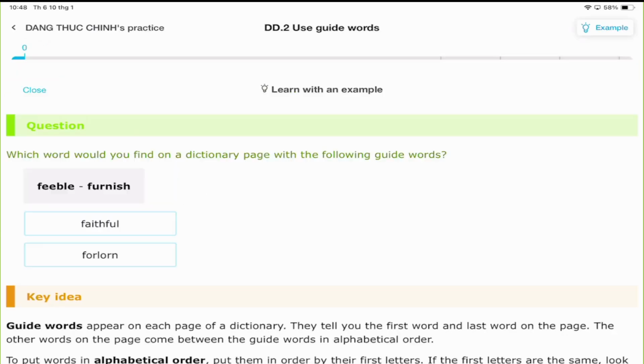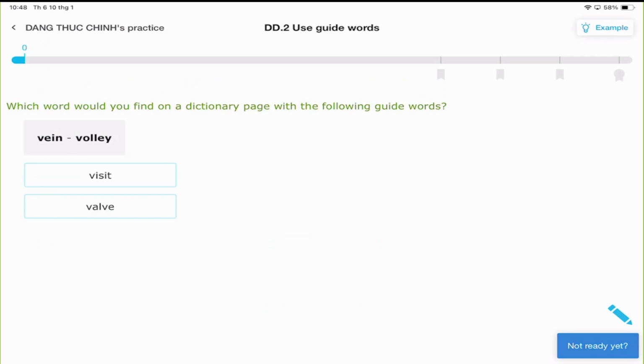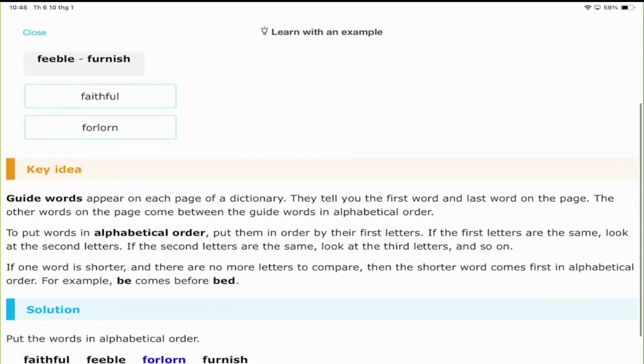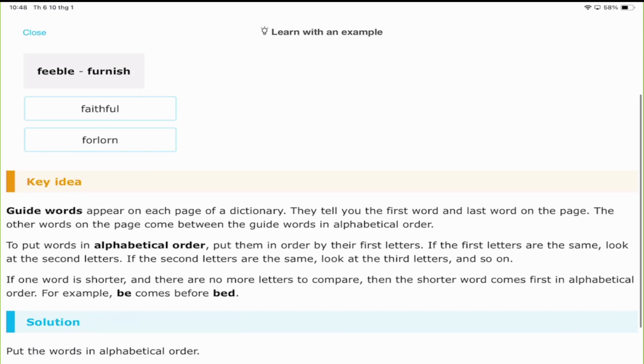Everyone, today we're gonna learn about using guide words to find a word on a dictionary page. It's pretty easy because you just have to memorize the alphabetical order and then put them in order by the first letter. If the first letters are already the same, look at the second letters. If the second letters look the same, look at the third letter, and so on.